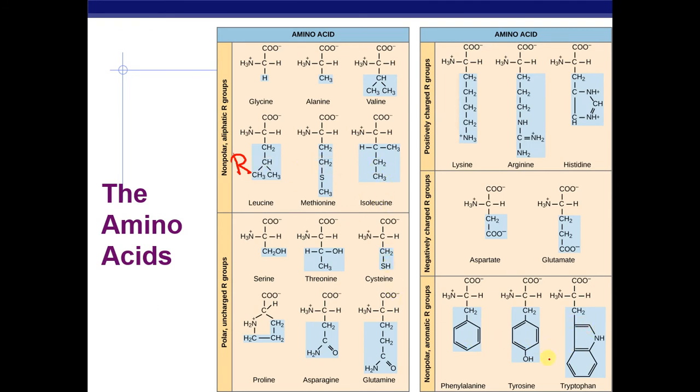Some are really big and complicated, like in tryptophan. Glycine's the simplest one because its R group is just a single hydrogen atom. So you can see how they're very different and very diverse, and those differences give them important properties.